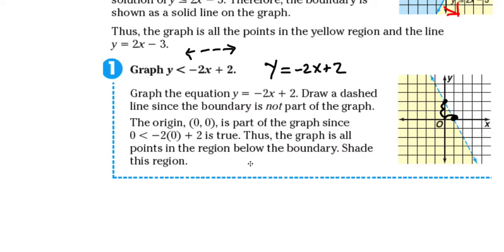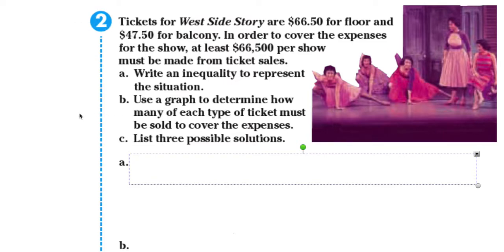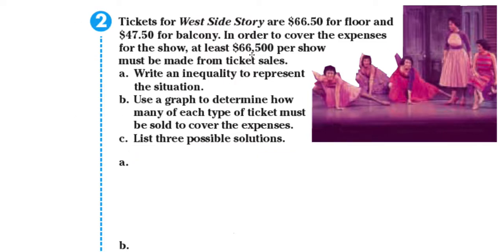Okay, let's do one more example. Example number 2. Tickets for West Side Story are $66.50 for floor and $47.50 for balcony. In order to cover expenses for the show, at least $66,500 per show must be made from ticket sales. Write an inequality to represent the situation.